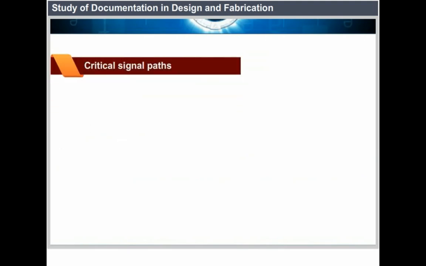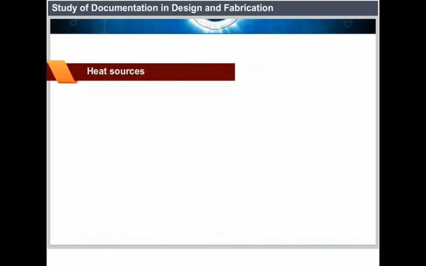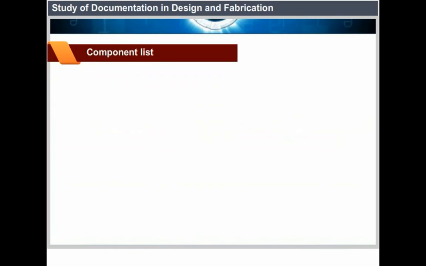Critical signal paths: length should be minimum and conductors should be guarded by ground lines. Heat sources: components releasing considerable heat should be identified in the circuit diagram to avoid heat transfer on the board to sensitive components.